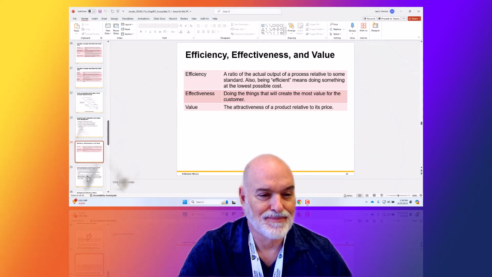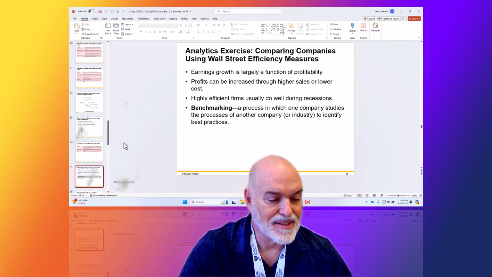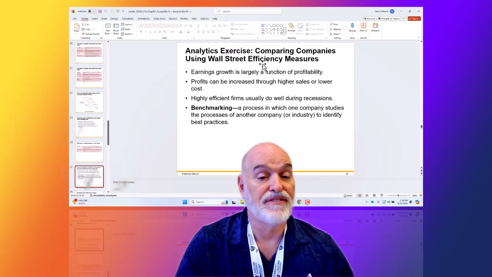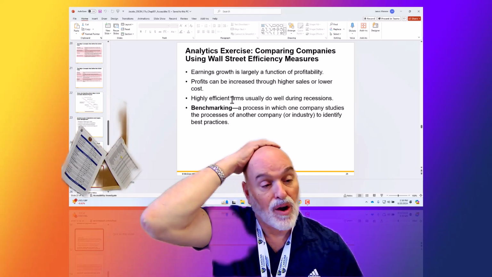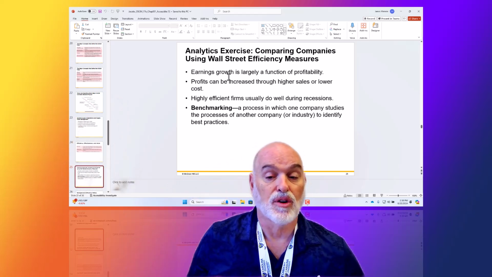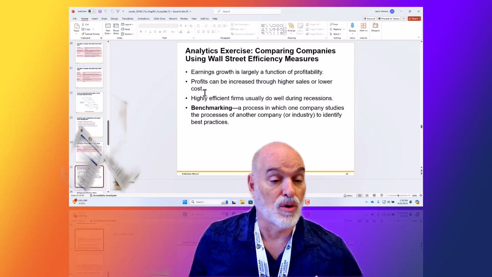Hi, we are back, and the next slide we're going to take a look at is the analytics exercise, comparing companies using Wall Street efficiency measures. This is the part where we're going to take a look and analyze a firm. So earnings growth is largely a function of profitability. Profits can be increased through higher sales or lower cost, and I don't think it's an either-or.